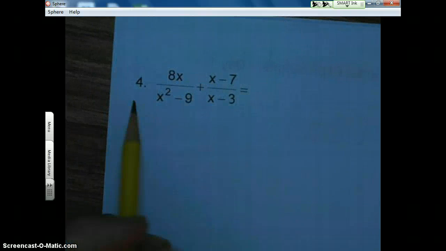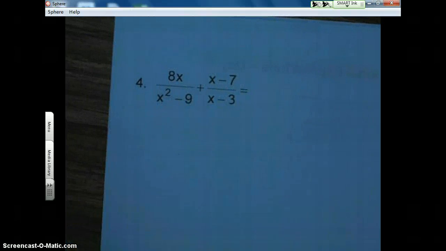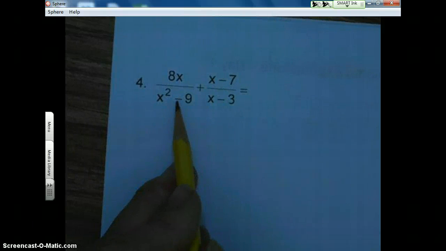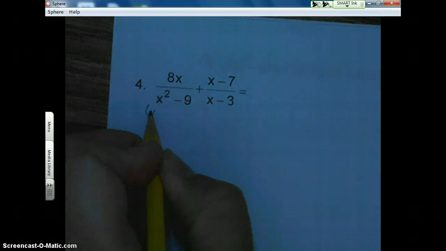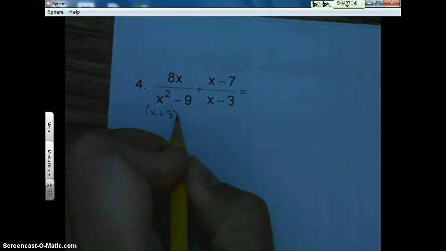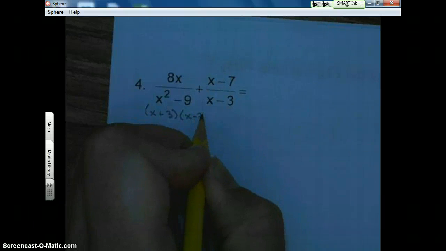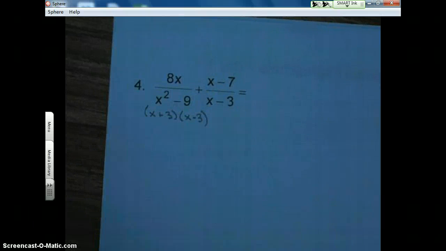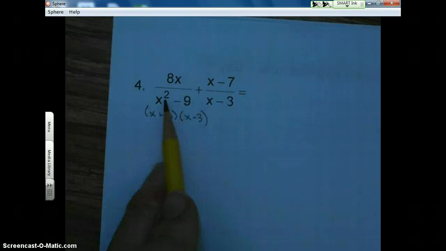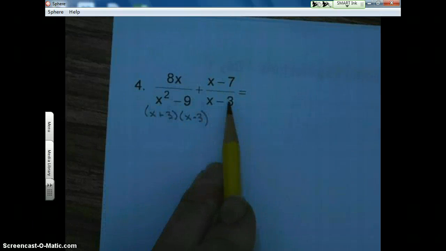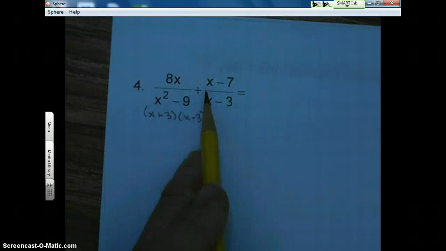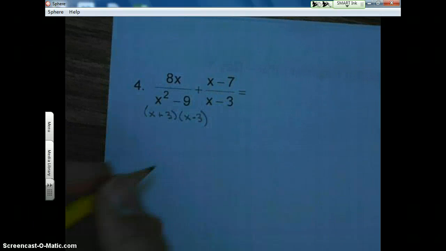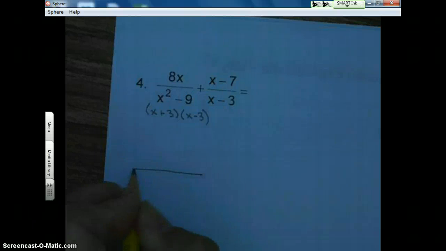Okay, now a little bit more complicated. We have x squared minus 9. You should recognize this as x plus 3, x minus 3. Okay, when getting a common denominator, you want to make sure that your denominator is completely factored on both sides of the plus. Okay, so getting a common denominator.